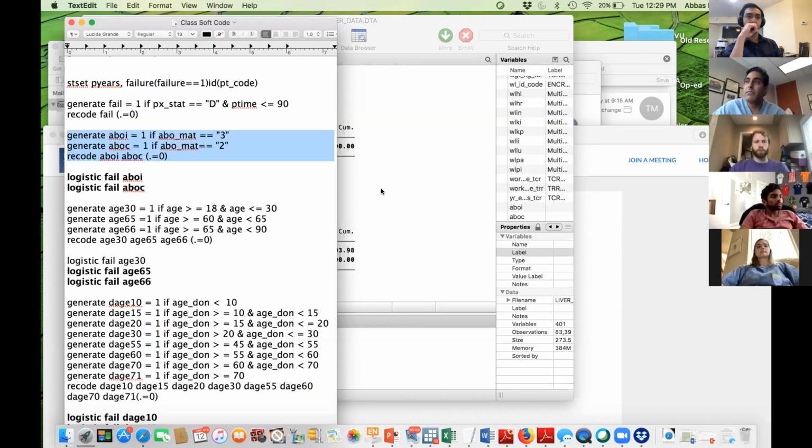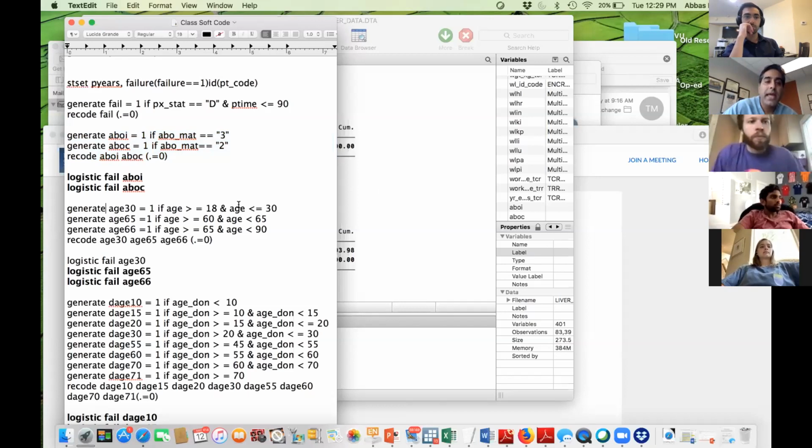The more numbers, the more power you have, and the more likely you're able to uncover a significance based on that thing. So I don't know if that was clear, but it will be when you look at it here. So the first thing I want to do is generate age between 18 and 30, and between 60 and 65 and greater than 65.